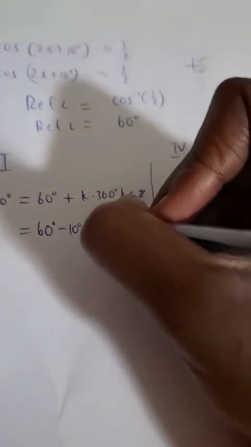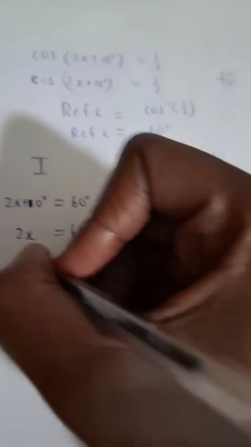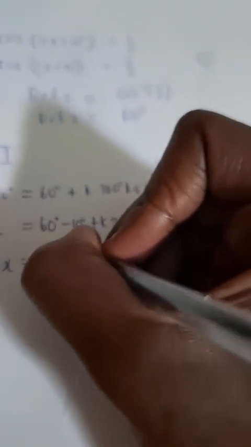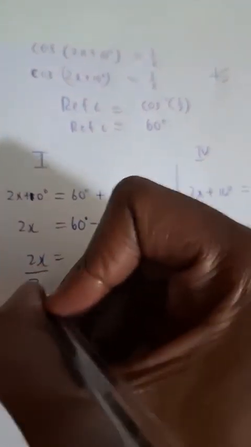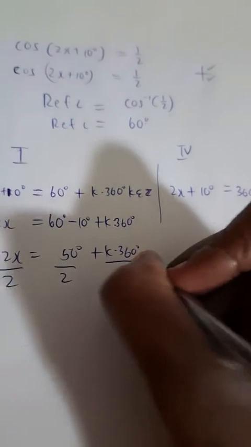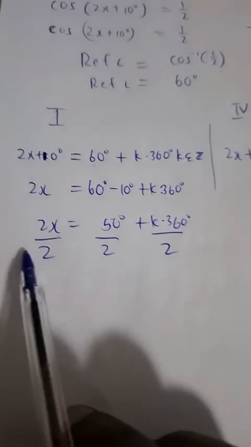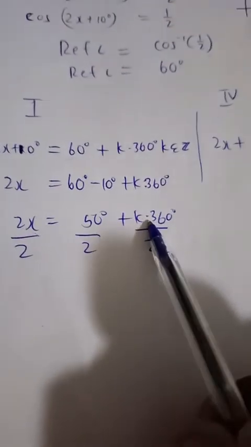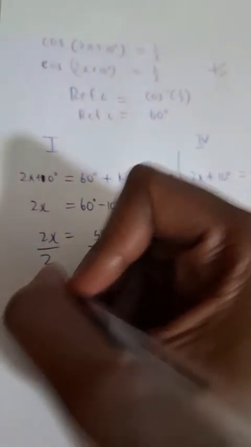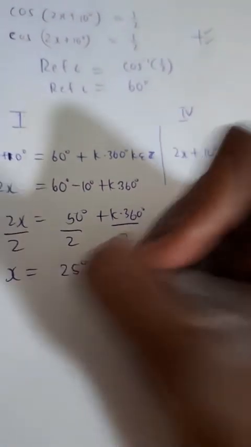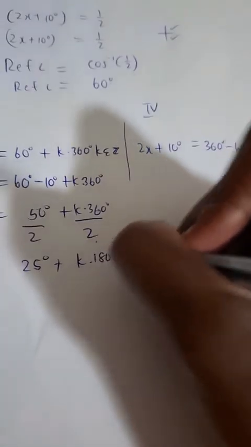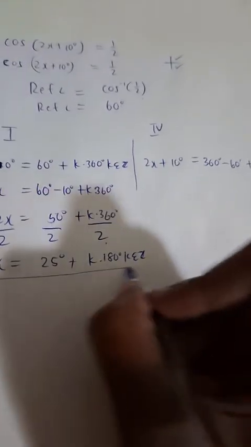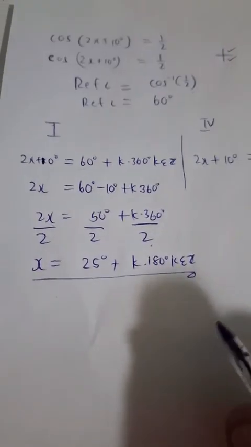Then it's plus k 360 degrees. So we have 2x is equal to 50 degrees plus k 360. Then this coefficient of x, which is 2, we need to divide by it, for each and every term in the equation, including k 360. That leaves me with x is equal to 25 degrees plus k, what's 360 divided by 2? 180 degrees, where k is an element of integers. This is my first general solution in the first quadrant.